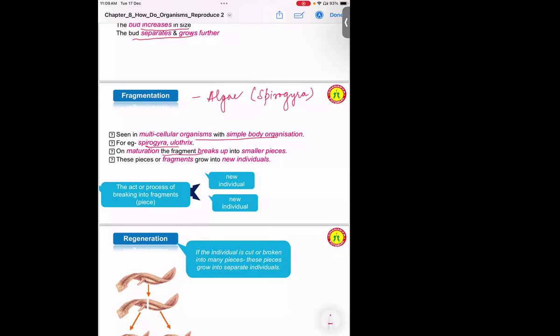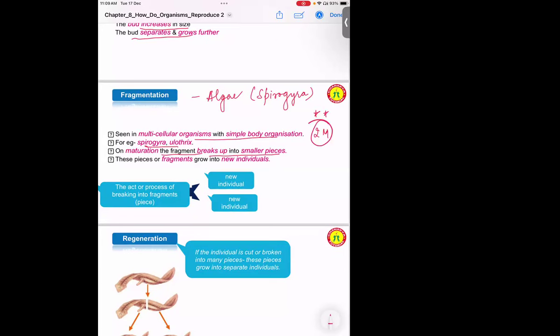And on maturation, the filaments will break up into smaller pieces. This is again a very, very important question for 2 marks. So you may be asked to explain the process of fragmentation and how it happens, or they ask you to give the reason, that is, upon maturation, what happens to the Spirogyra.